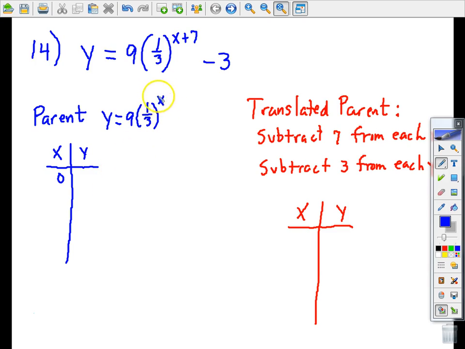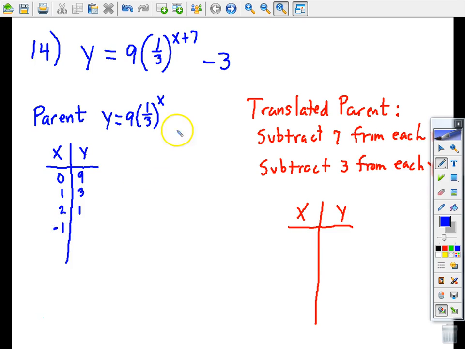So when x is 0, (1/3) to the 0 is 1. 1 times 9 is 9. When I let x be 1, that's (1/3) to the first, it's 1/3, and 9 times 1/3 is 3. When I let x be 2, (1/3) squared is 1/9, and 9 times 1/9 is 1. Okay, now we'll do the negatives.